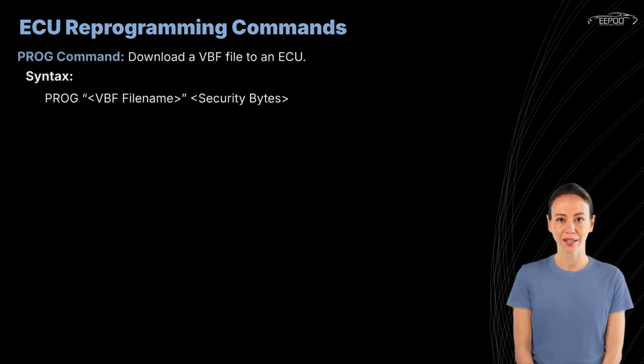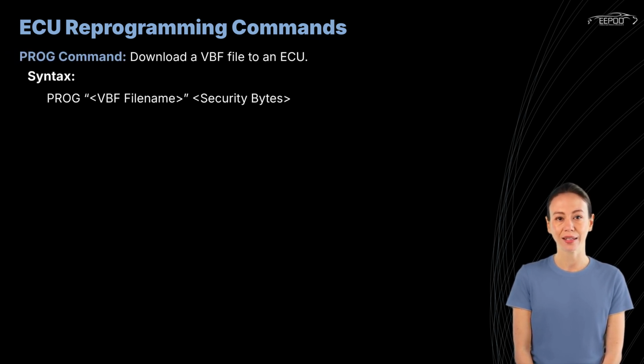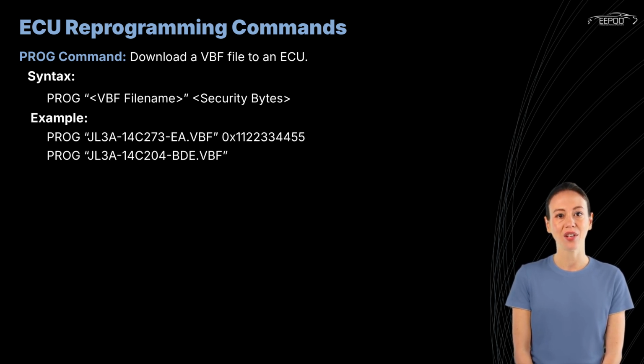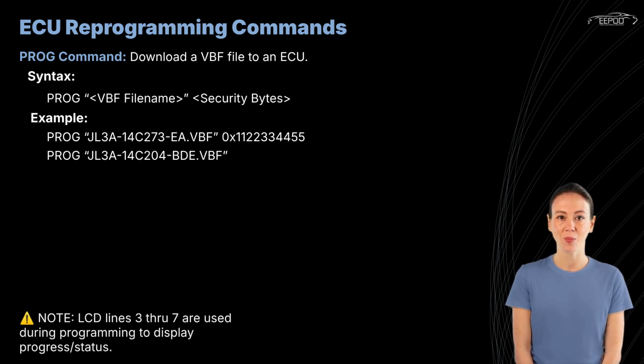First is the prog command. Prog is the standard programming command. It performs the full process. Downloads the VBF file, waits for security if needed. It performs a checksum validation and a reset after flashing. Use this command for the last file in the sequence. This is where you want FSCRIPT to perform checksum validation and do a final ECU reset after flashing. Examples: check out both the examples. The security seed is optional. If the file needs it, provide it. Otherwise, you can leave it out. Note, all three commands display progress on lines 3 to 7 of the LCD screen.